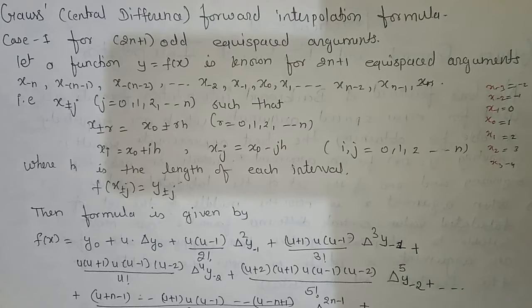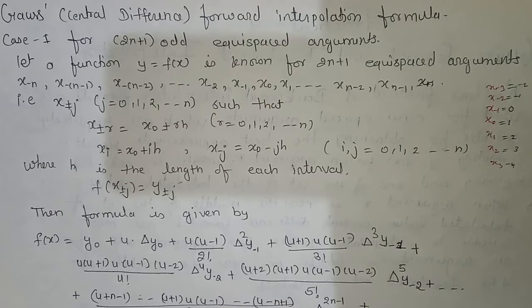Now, H is what? H is nothing but the length of each interval. That means if x0 is 1 and x1 is 2, then H is nothing but 2 minus 1, which is 1. So the length of each interval is H, where f of x plus minus j is nothing but y plus minus j. That is nothing new, which we have studied earlier. Now, what is the formula for central difference?